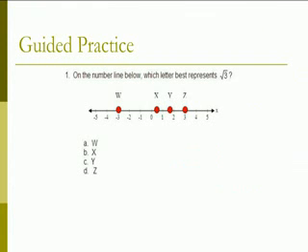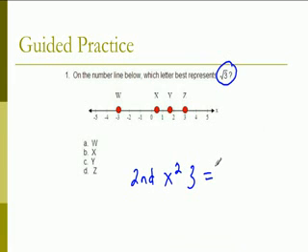Alright, let's do a couple of guided practice problems with our square root key. If you do not have your calculator in front of you, please push pause and go get it and come back. If you do, let's move on. It says, on the number line below, which letter best represents the square root of 3? The first thing we need to do is find the square root of 3. So on your calculator, you're going to hit second, x squared, 3, equals. Do that now on your calculator. I'll give you a second.